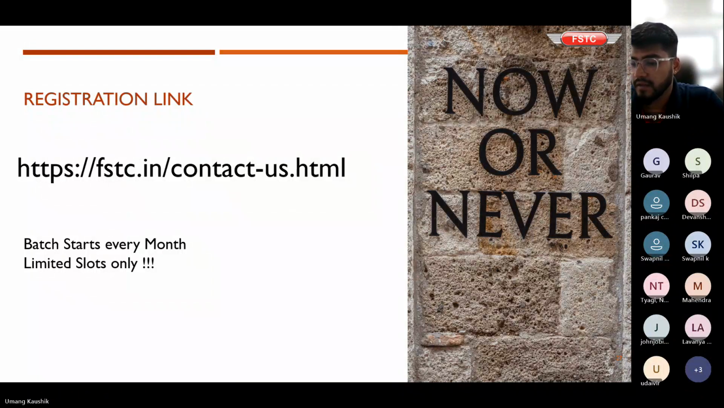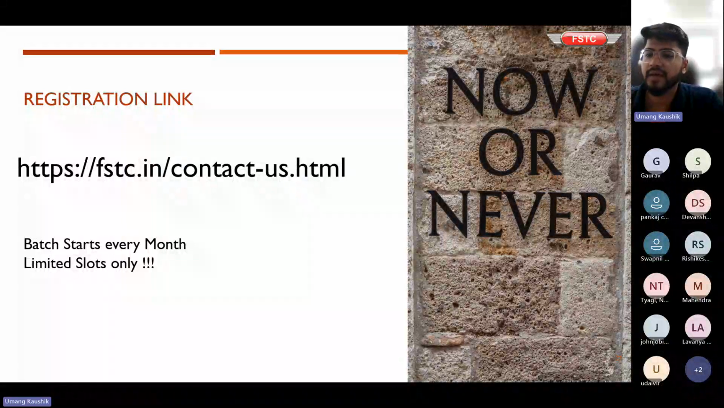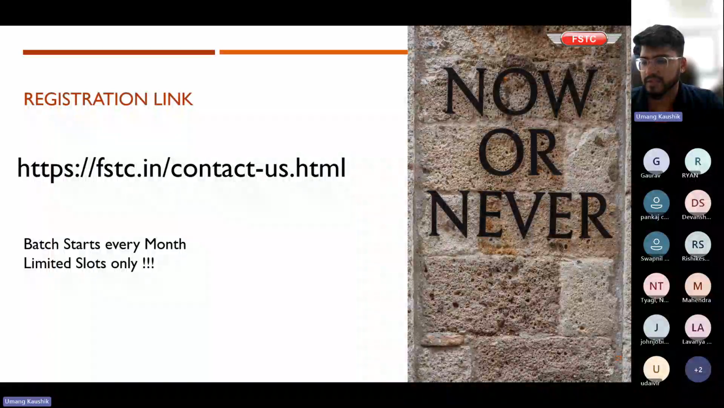One quick thing. All of you go register yourself. Once you're registered, come on the chat and say registered. John has already registered. Congratulations, John. And welcome to FSTC. We'll take your things forward. And all of you, go to the link. Mahinder registered. Congrats, Mahinder. Swapnil registered.